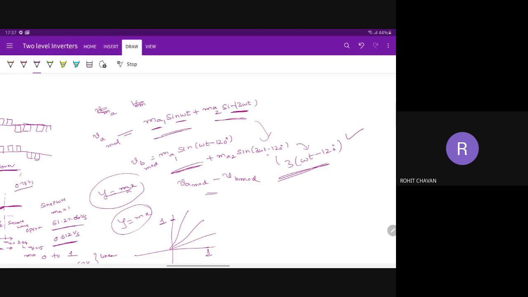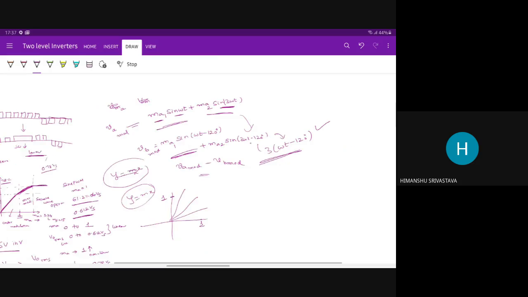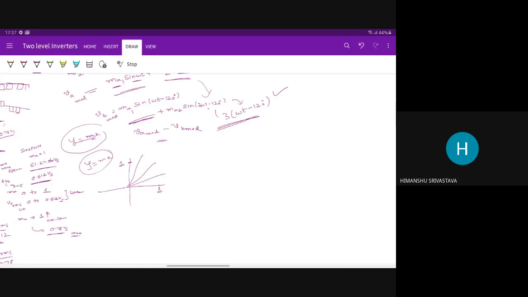Yes, sir. Second. Yes, sir. 3 omega t minus 120 degree. Okay. Sir, the zero voltage injection process exactly I'm not getting. How do we do this? Zero voltage injection. Simple, right?